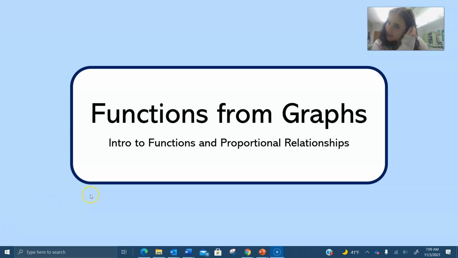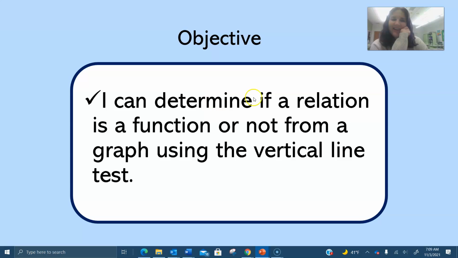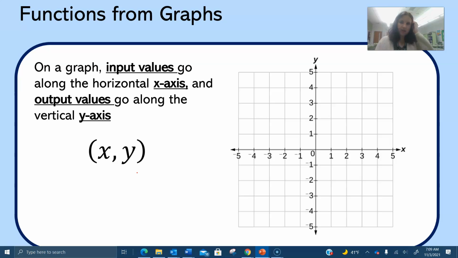Hello everyone. In today's video, we are going to determine if a graph is a function or not. I can determine if a relation is a function or not from a graph using something called the vertical line test.